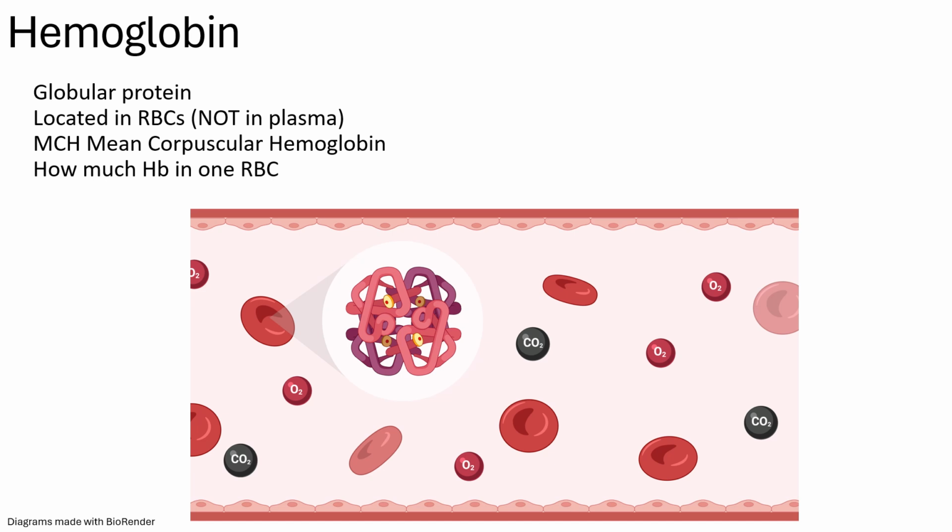Whole blood contains the formed elements of red blood cells, and hemoglobin is contained within those red blood cells. So, hemoglobin, as its name indicates, is a globular protein instead of a fibrous one like keratin or collagen. And thinking back to protein structure, there were four levels of protein structure.